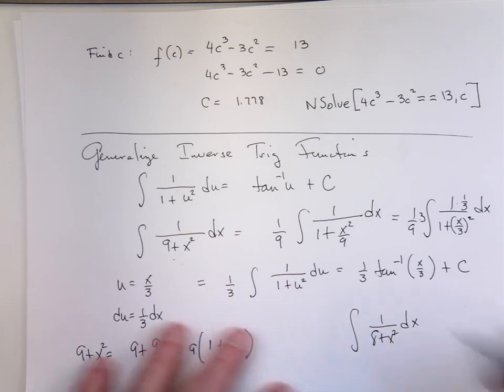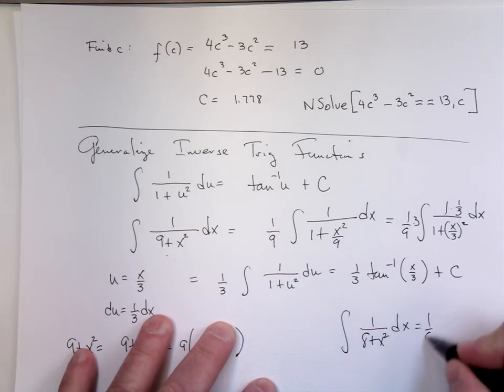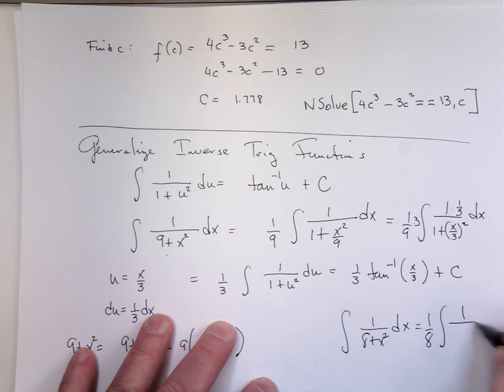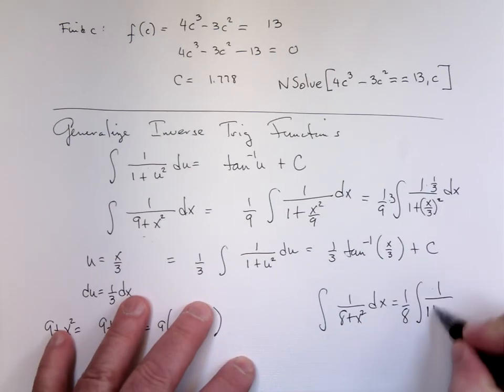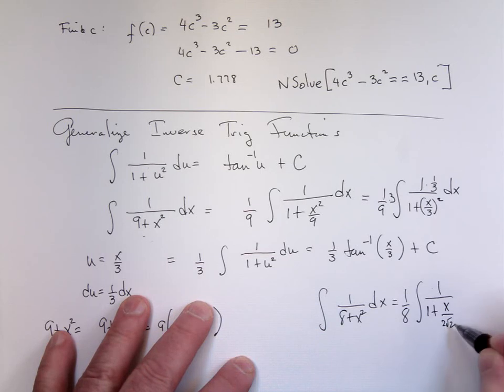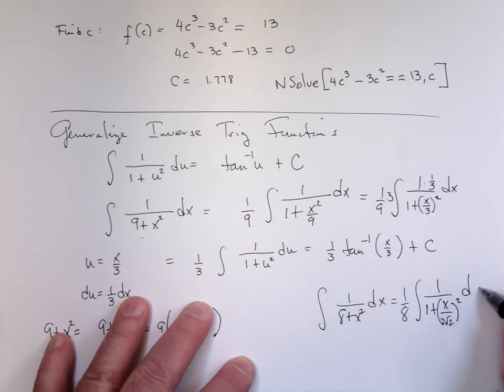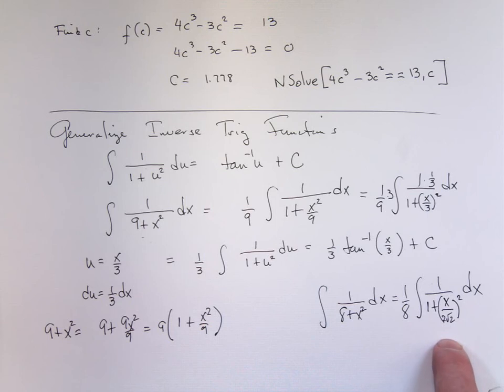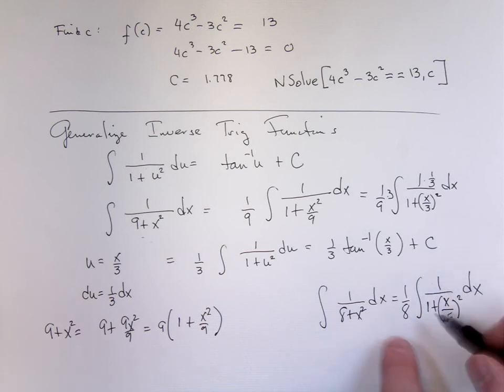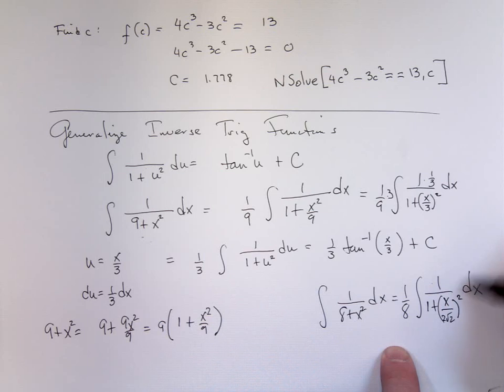So if you take the 8 out, the square root of 8 is 2 square root of 2. I'll just write it this way. This is your u now: x over 2 square root of 2. You would multiply by 1 over 2 square root of 2, or 2 square root of 2, and divide by it, the same way we did before. So it still works. Yeah.